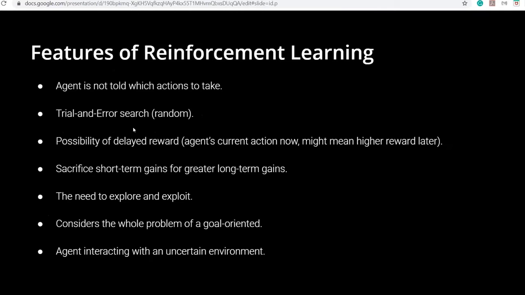So reinforcement learning has a number of features, including the ability to learn what action to take through trial and error, learn how to sacrifice short-term reward to gain a higher long-term reward later, and the difference between exploiting a short-term goal or exploring to maybe find something better later on. This approach is very similar to how we learn as humans to take certain actions.